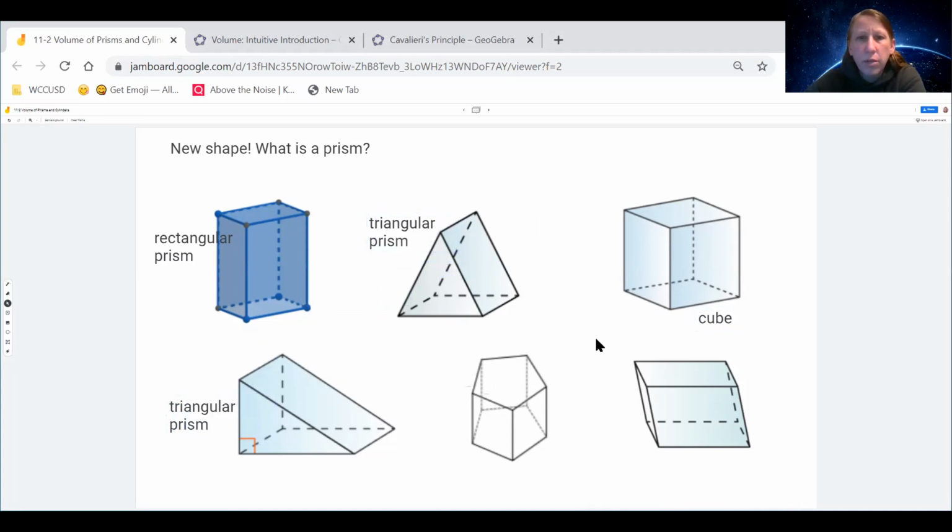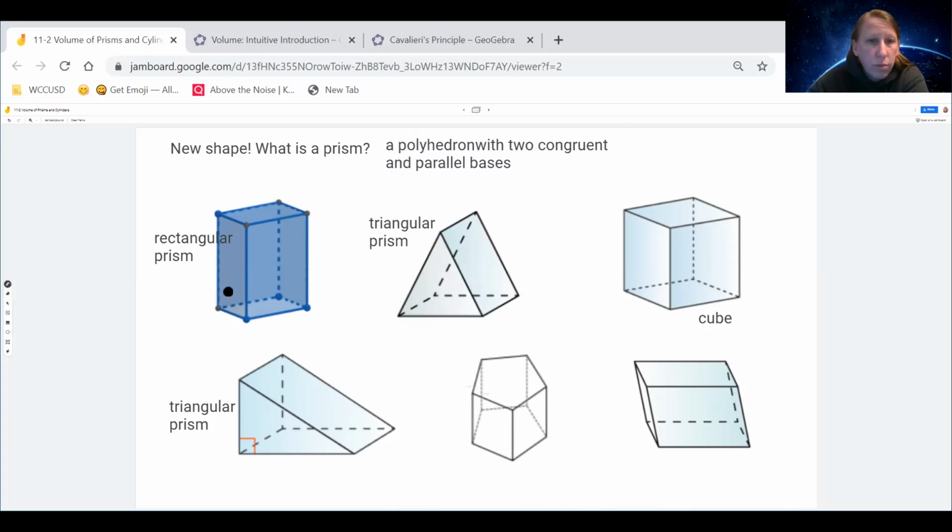So what makes something a prism? A prism is a polyhedron. That means it's a solid three-dimensional object and all the faces are polygons. That's a polyhedron with two congruent and parallel bases. So a prism has to have two of the faces both congruent and parallel.